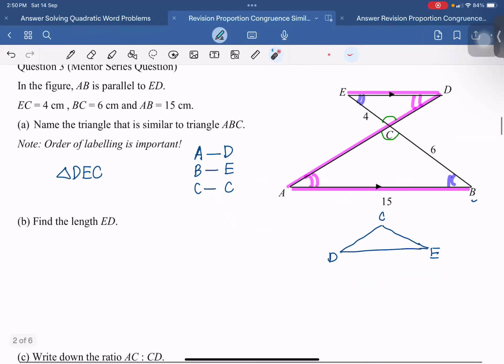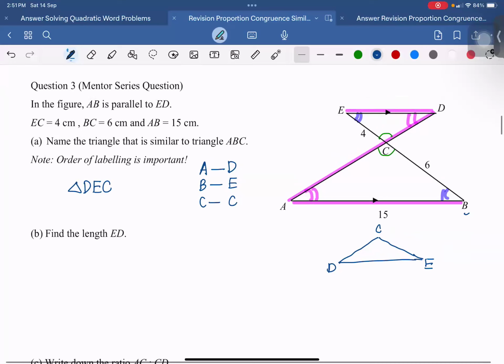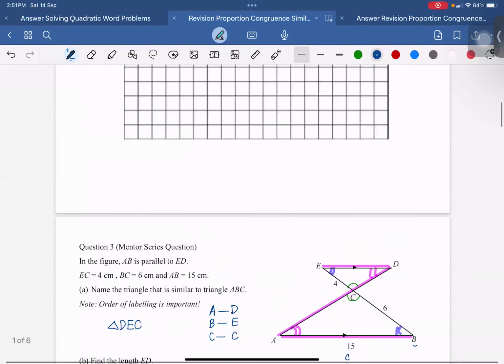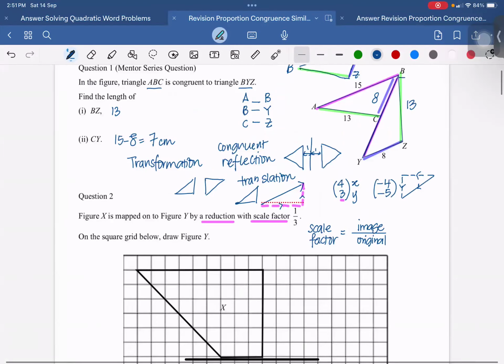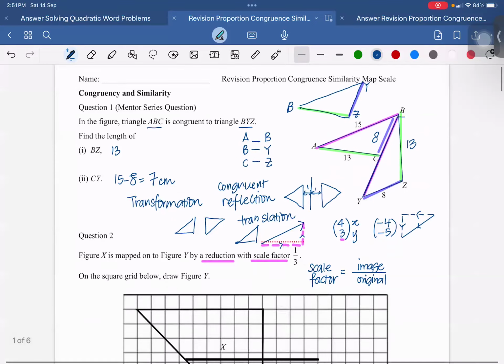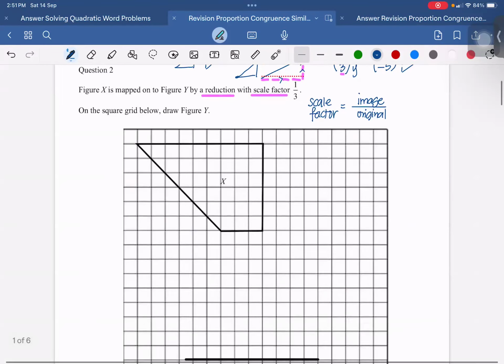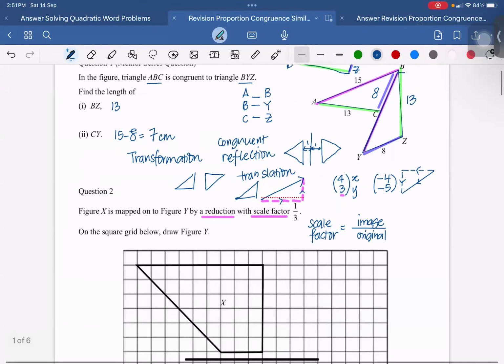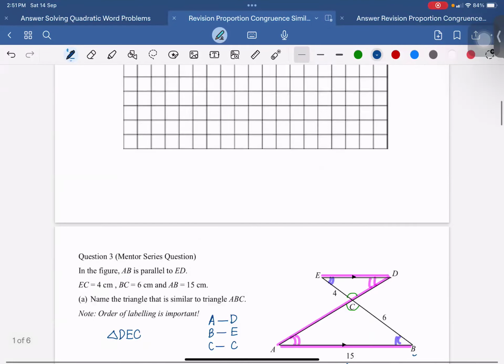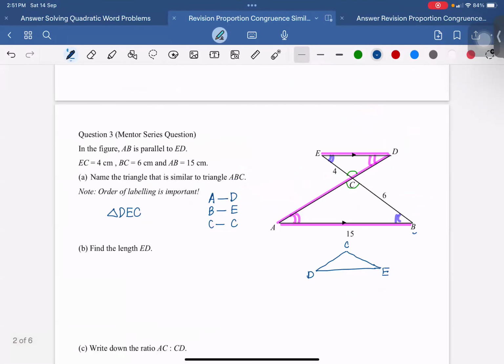Next one. Now I want to find the missing values, so we need to fill in the blanks. Hi Akmal. Akmal, now we are at congruency and similarity. Turn the whole stack of worksheets and look for the one with this. It's on the second page, so look for it at the back.